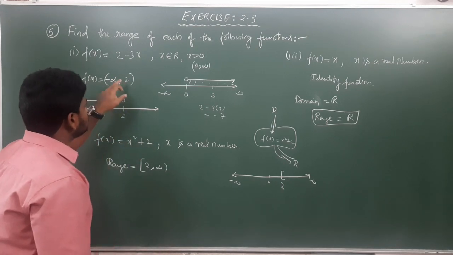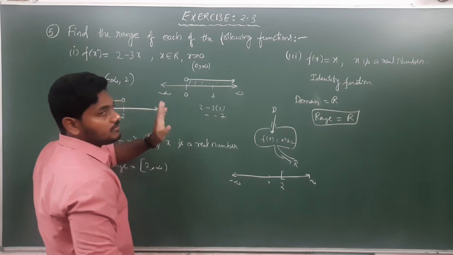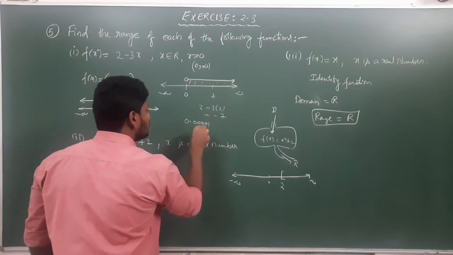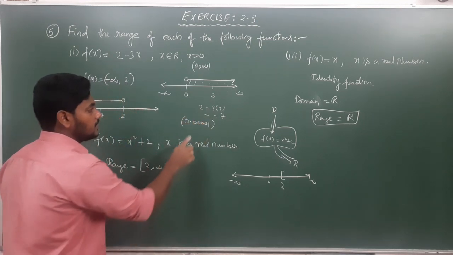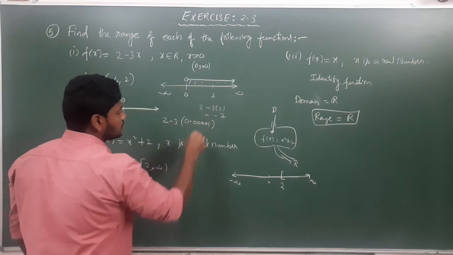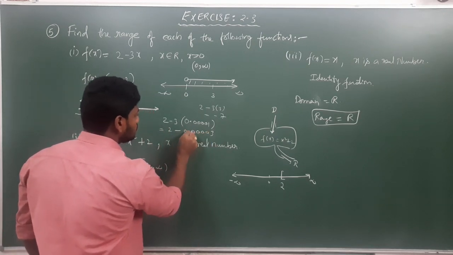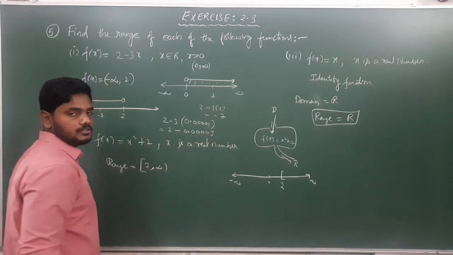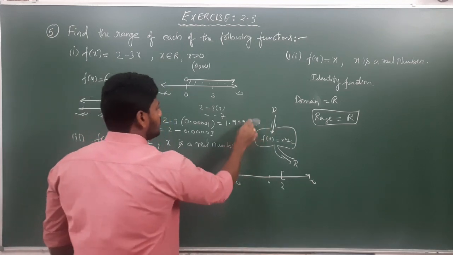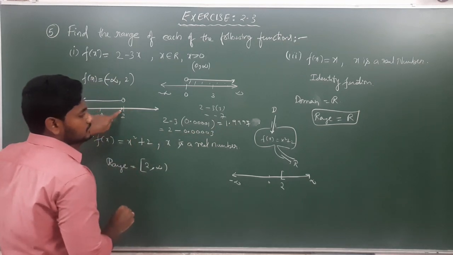But how can you tell, sir, up to 2 but not equal to 2? See, 0 is not included, but values after 0 we need to take. If I take 0.00001 in the place of x, this is also greater than 0. So the function is 2 minus 3 into this, that is 2 minus 0.00003, which is 1.99997 only. So this is near to 2.